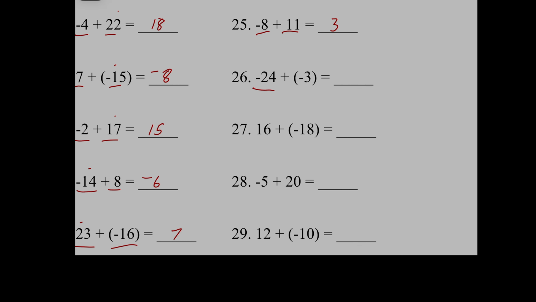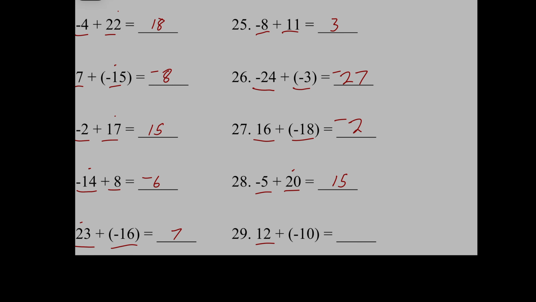Number 26, signs are the same. Add and keep, what did I draw there? There we go. 27, because they're both negative. Negative. Okay, signs are different. Subtract, keep the sign of the bigger number. Number 28, signs are different. Subtract, keep the sign of the bigger number.